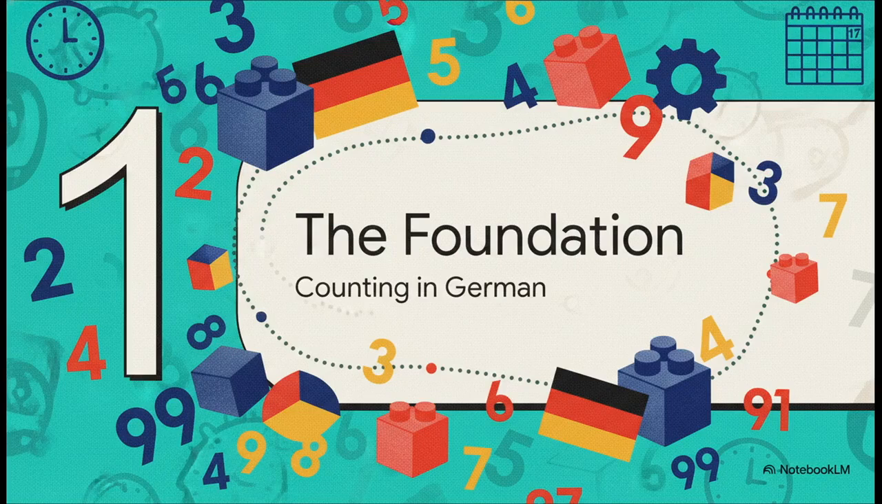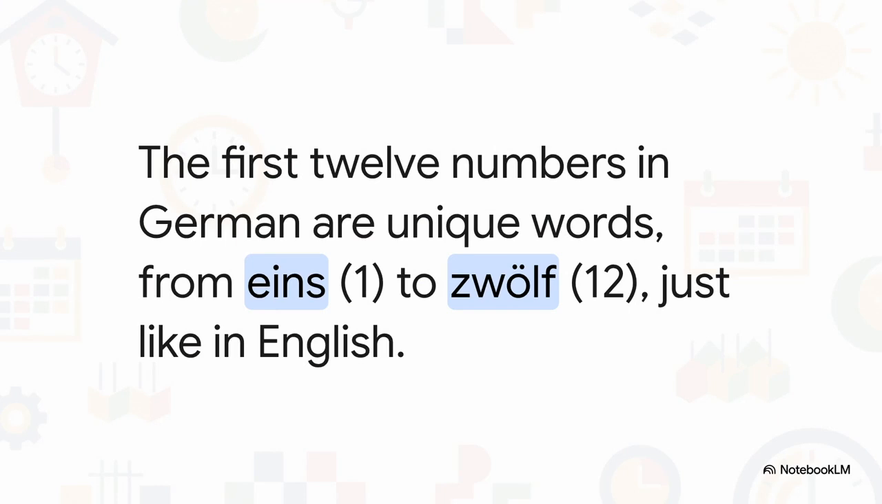All right, first things first, we've got to build our foundation. We're going to start with the absolute basics of counting, all the way from 1 up to 99. And it's right here that we're going to find the first big, and I mean big, rule you need to know. So just like in English, the first 12 numbers are their own unique words. You've got eins, zwei, drei, and so on, all the way up to 11 and 12. These are the ones you just kind of have to memorize. But once you've got them down, you're all set for the patterns to kick in.